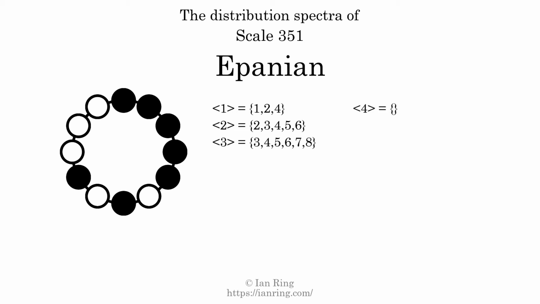The generic interval of 4 scale steps comes in 6 different specific interval sizes. 4 semitones, 5 semitones, 6 semitones, 7 semitones, 8 semitones, and 9 semitones. The spectrum width of this generic interval is 5.